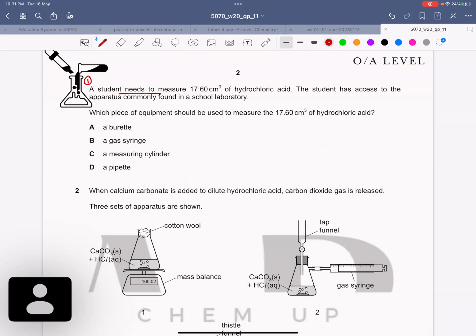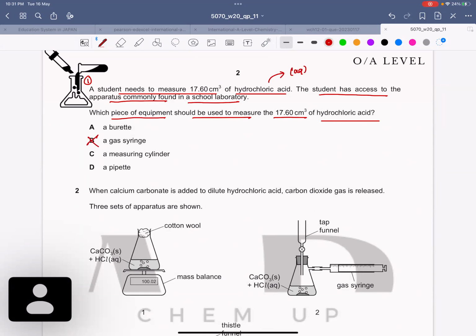A student needs to measure 17.60 centimeter cube of hydrochloric acid. The student has access to the apparatus commonly found in a school laboratory. Which piece of equipment should be used to measure the 17.60 centimeter cube of hydrochloric acid? Okay, so we all know that hydrochloric acid is basically in its aqueous state. So if it's in aqueous state, it clearly indicates that we cannot use a gas syringe. So it would be wrong.